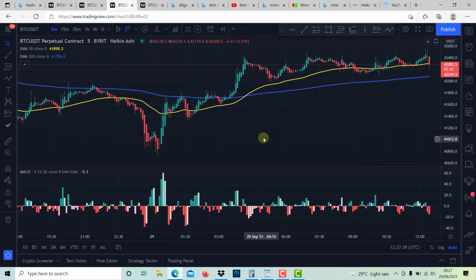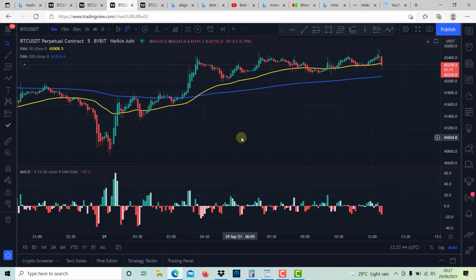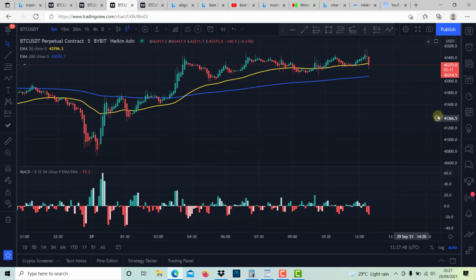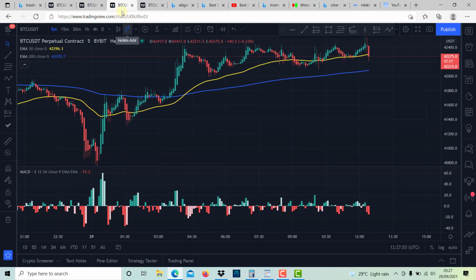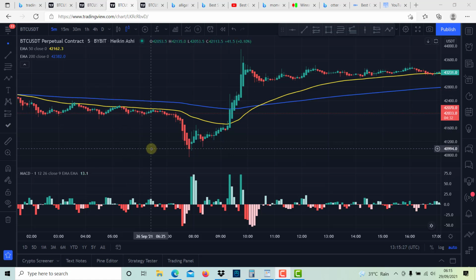So notice that we are in the 5-minute time frame in the chart, but for the MACD, we're using the 1-minute time frame. So we will use the 50 and the 200 EMA as a trend indicator, and we will always take trades in the same direction as the trend.